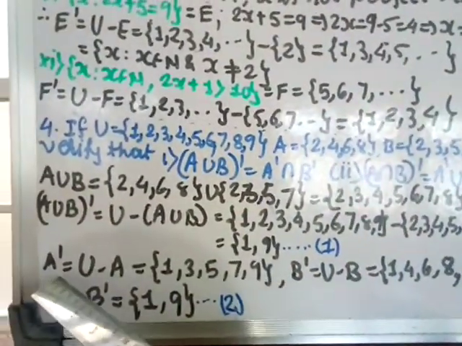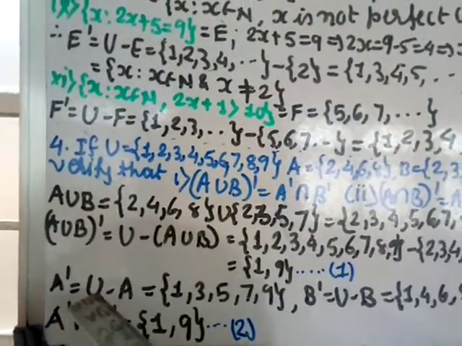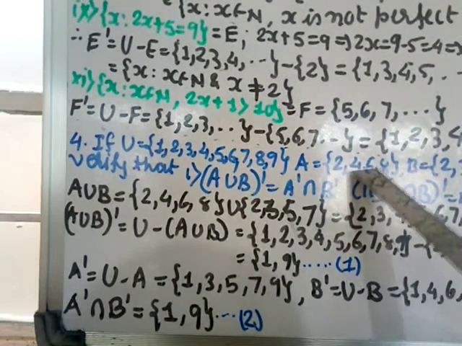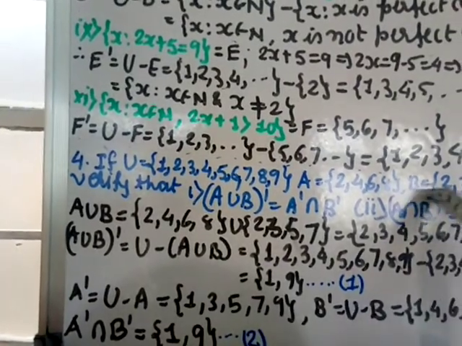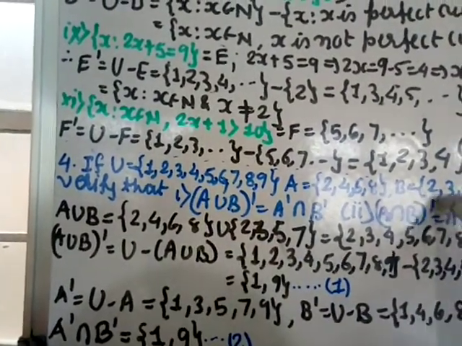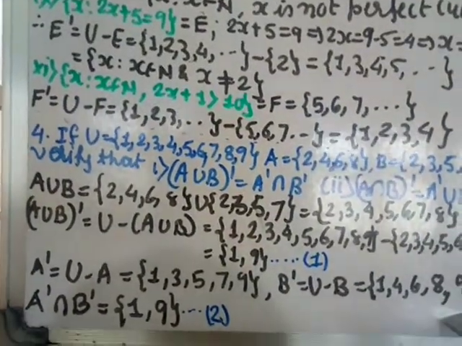Now let us find A'. A' is U minus A. So from the U we have to minus elements of A. Excluding these 2, 4, 6, 8, we will write the rest of the elements, that is 1, 3, 5, 7, 9. B' is U minus B. So 2, 3, 5, 7 will cancel. So from here it remains 1, 4, 6, 8, 9. Okay.